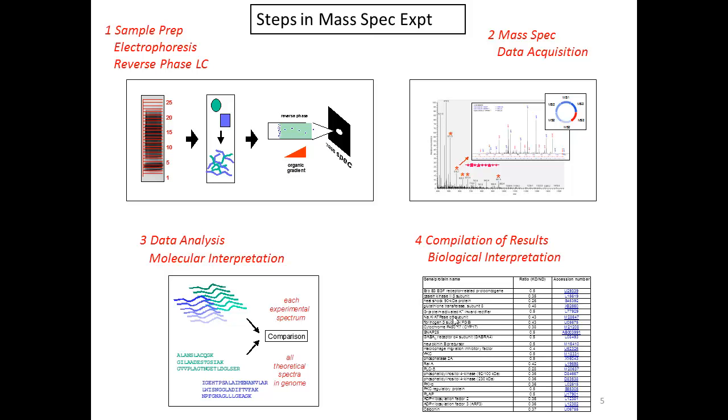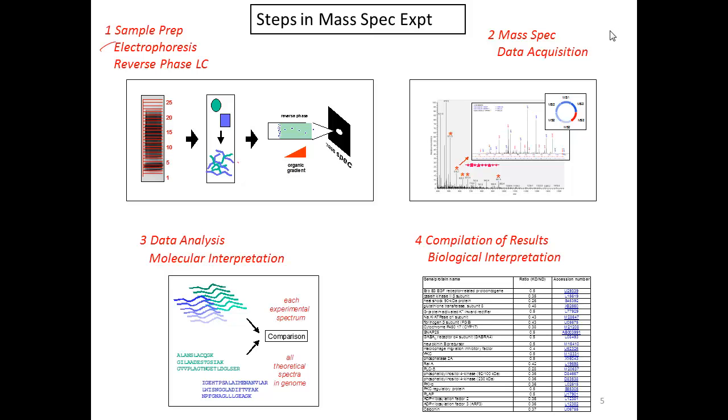This slide provides a large overview of an entire proteomics type analysis. In step 1, we're going to have a protein sample. We're going to separate it in some manner. Protein gel electrophoresis is a very good method for separating proteins. Then we're going to digest the proteins into peptides. We're going to separate the peptides. We're going to introduce them into the mass spectrometer so that they can be analyzed.